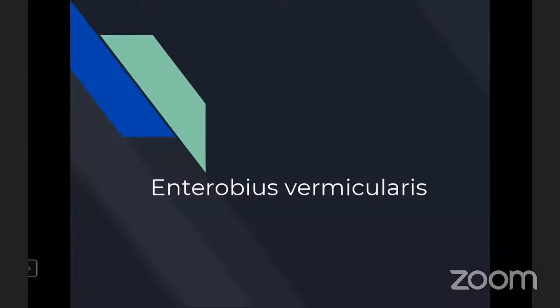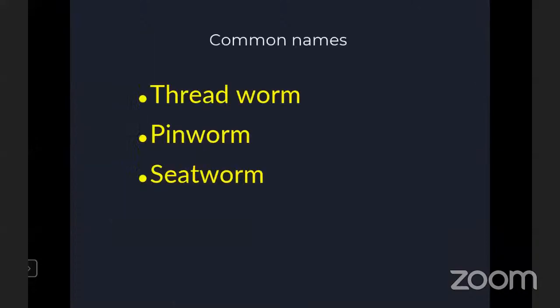Today's session is Enterobius vermicularis. Enterobius vermicularis is a tiny worm that lives in the intestine. The disease caused by Enterobius vermicularis is enterobiasis. The common names of Enterobius vermicularis are threadworm, pinworm, and seedworm.